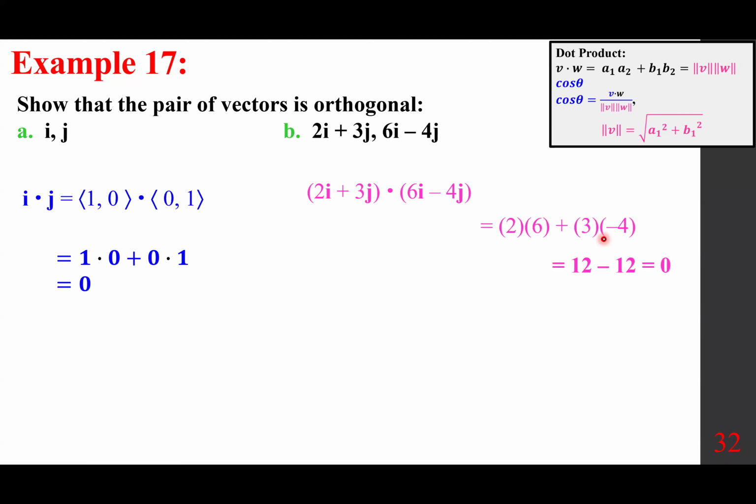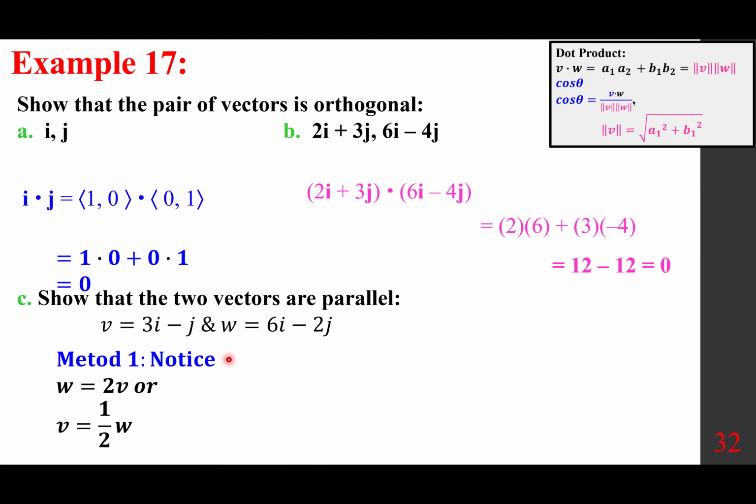Show that the two vectors are parallel. There are two ways to do that. One of them, you may notice that W is 2 times vector V. Take a look. 2 times 3i is 6i. 2 times minus j is minus 2j. Or you can say V is half of W. Either way, you're done. That's a proof. If one is a multiple of the other, the two must be parallel.